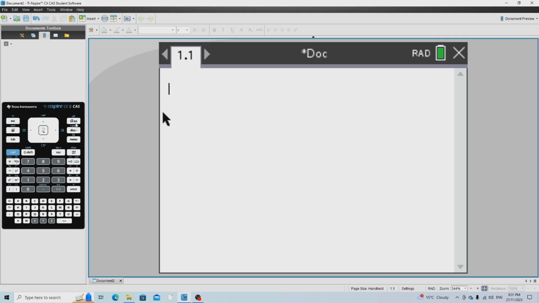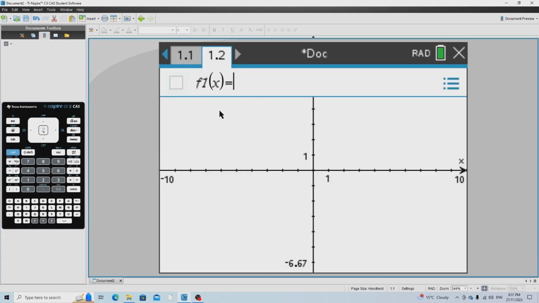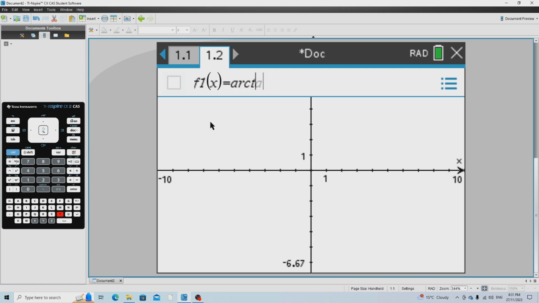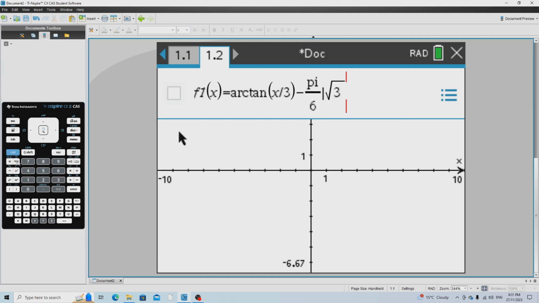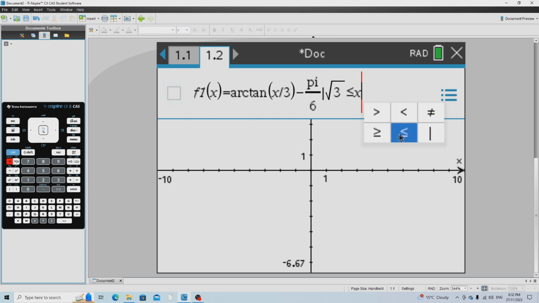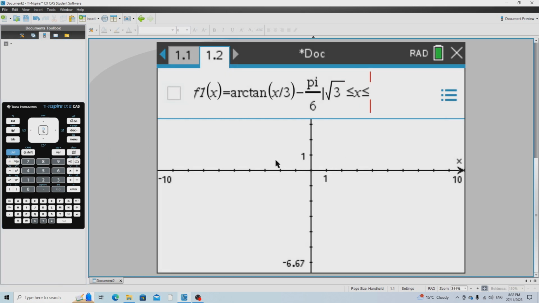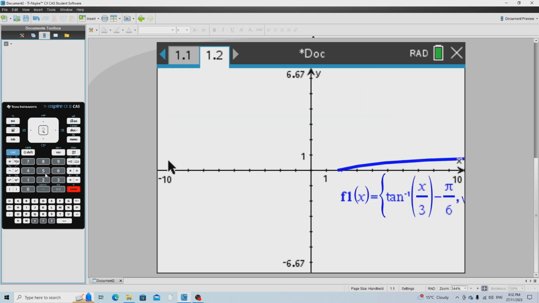What I'm going to do is go on menu, go on graph, and say we want to sketch arctan of x over 3 minus pi over 6, from x equals root 3 to x equals 6 plus 3 root 3, and press enter, and this is what the graph looks like.